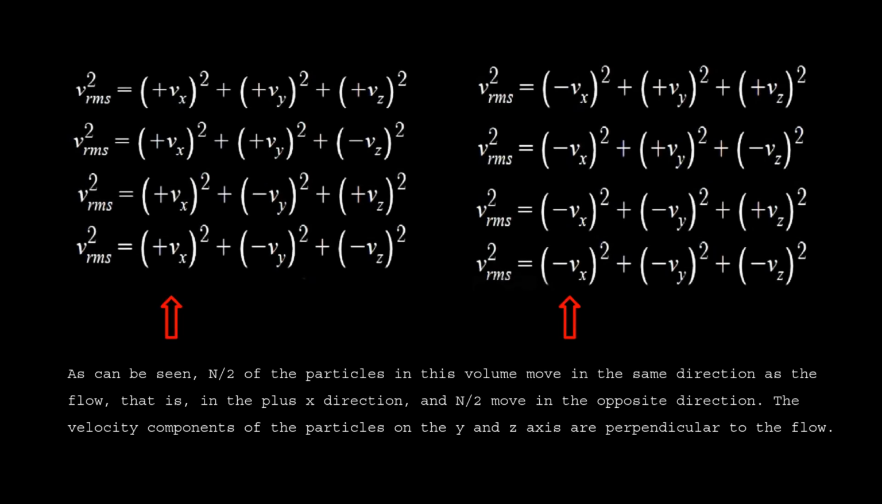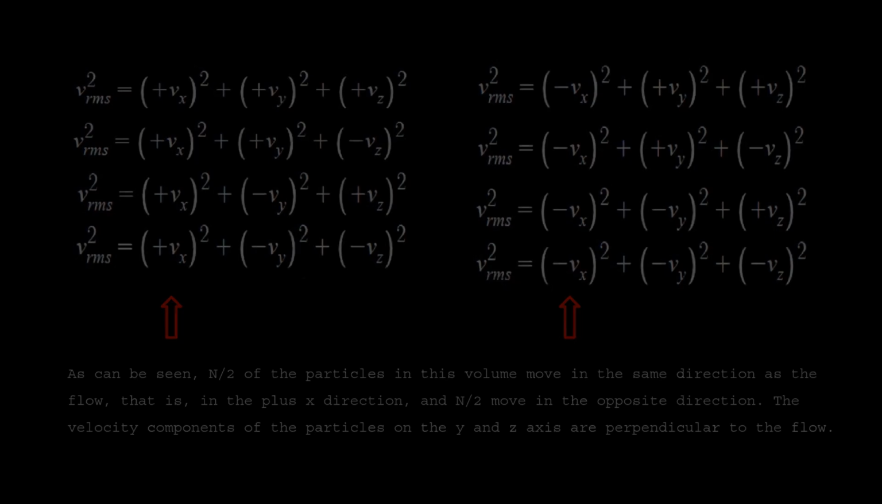As can be seen, half of the particles in this volume are moving in the same direction as the flow, that is, in the positive x direction, while the other half are moving in the opposite direction. The velocity components of the particles along the x, y, and z axes are perpendicular to the flow.